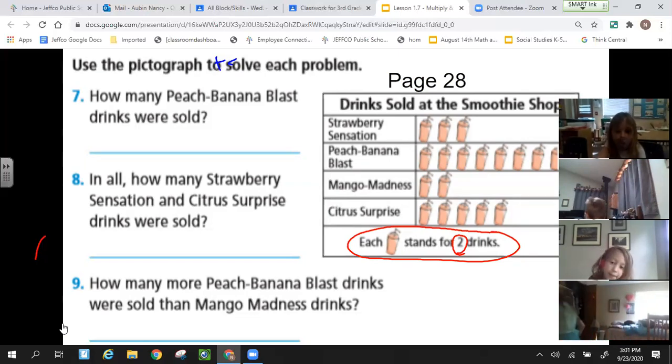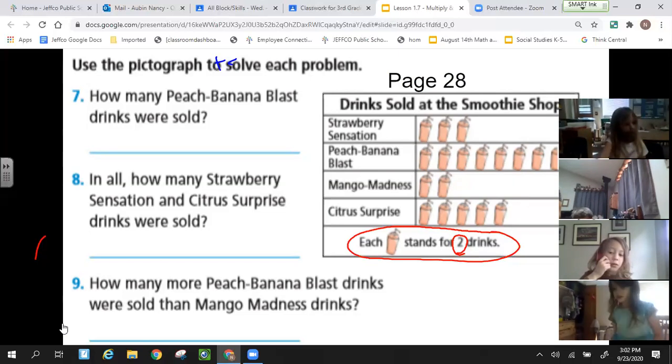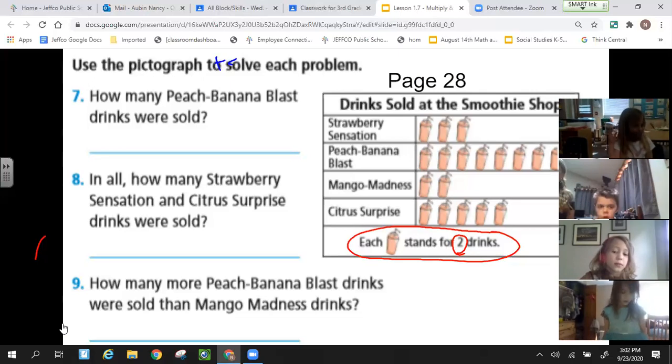Bottom of page 28. Gavin, can you, hold on one sec. Hey, voices off for a moment. Gavin, will you unmute and tell me what that says at the bottom of that pictograph? How many more peach banana blast drinks were sold than Mango Madness drinks? Okay, but what did we circle? What does that say? Each smoothie stands for what? 2 drinks. So what is so confusing about this, Katie?